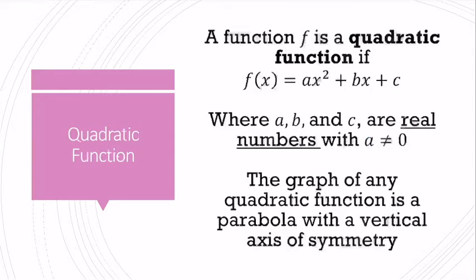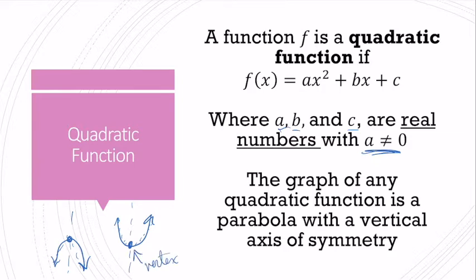So a function f is a quadratic function if it takes the form ax squared plus bx plus c, where a, b, and c are real numbers with a not equal to 0. It's really important that a doesn't equal 0, because if a equals 0, we would have a linear equation. The graph of any quadratic function is a parabola, right? They could look like this, or I could have one that's upside down, and they have a vertical axis of symmetry through a very special point. This is the point where our slope changes from decreasing to increasing, or increasing to decreasing, and that point is going to be called the vertex, and it's what we're going to talk a lot about for the remainder of this chapter.